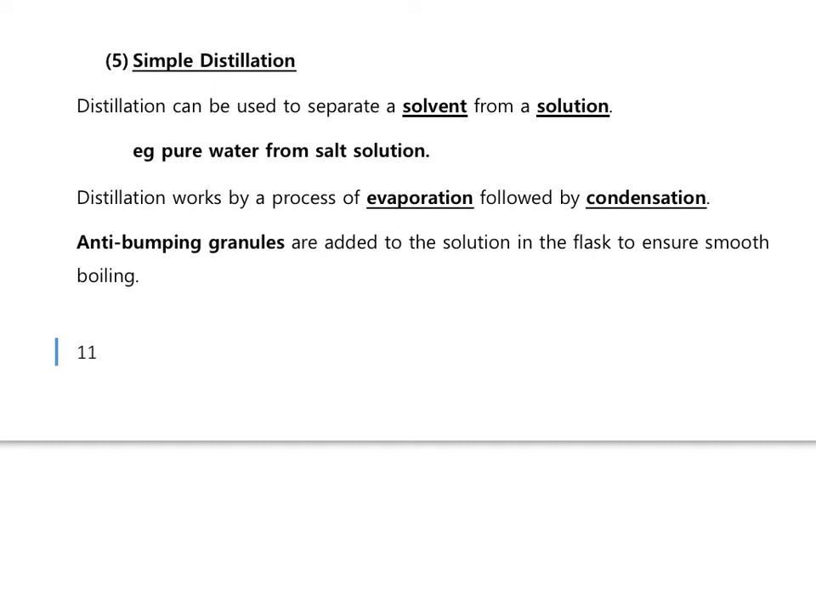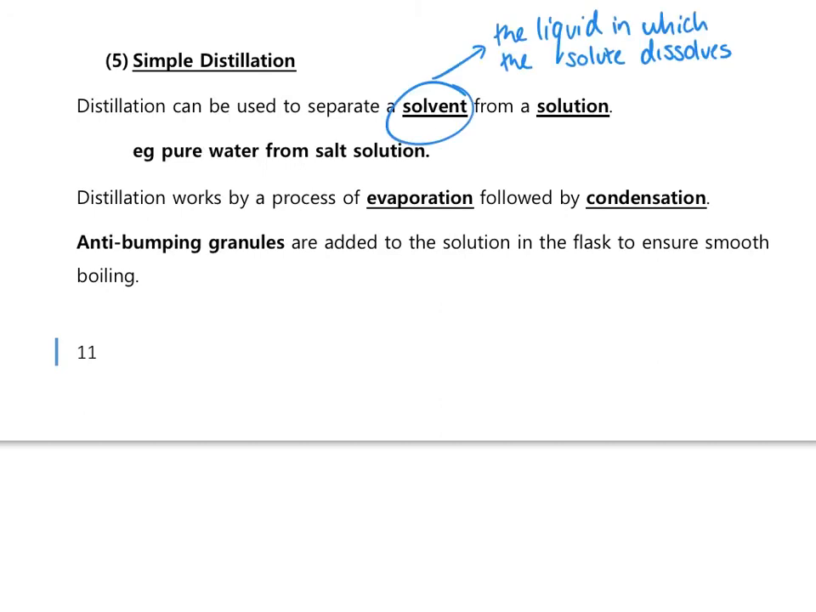What is a solvent? The solvent is the liquid in which the solute dissolves. And what is the solution? It's the mixture of the dissolved solute and the solvent. So for example, what we're talking about here is if we had a solution of salty water, it would be separating off the water from that.